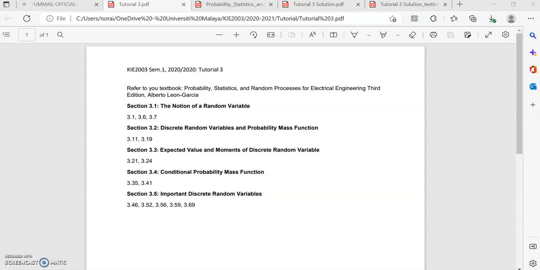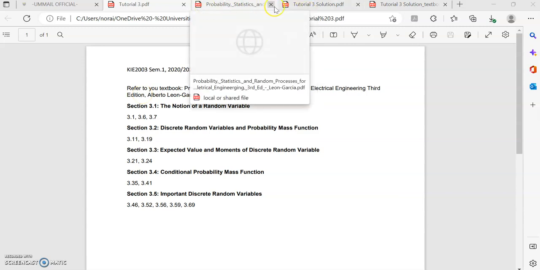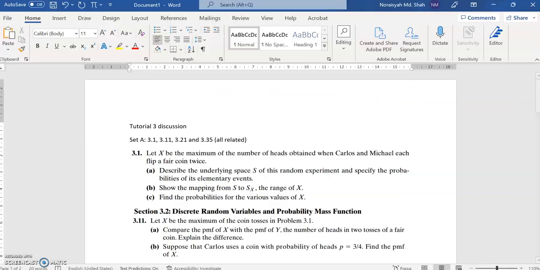Okay, so the solution for tutorial 3 has already been uploaded on Spectrum. So we will go through the questions from the beginning, 3.1, 3.6, 3.7. But what I'm going to do is rearrange the questions according to the topic.